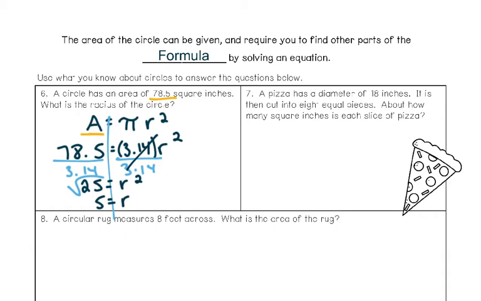So 5 is the radius of a circle that has an area of 78.5 square inches. See if you can do number 7 with me. I'm going to go through it, and as I go through it, if you think you know something, pause it and try it yourself, and then press play when you're ready to check it.